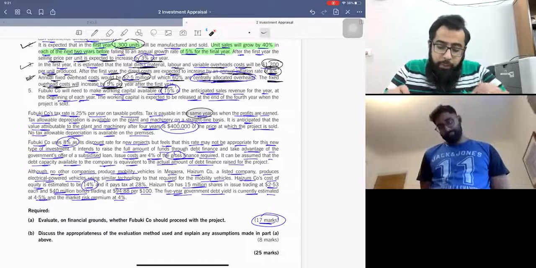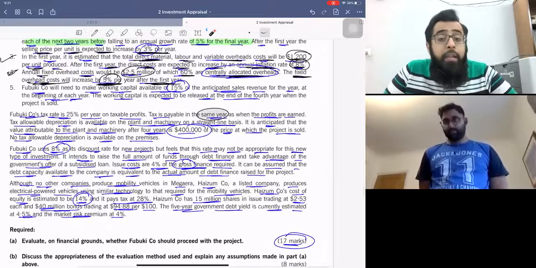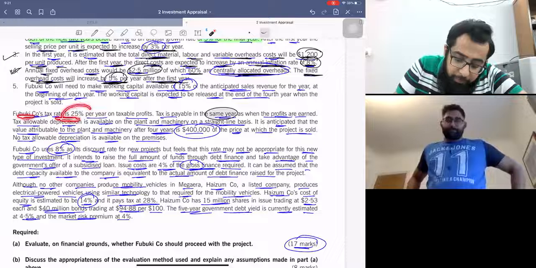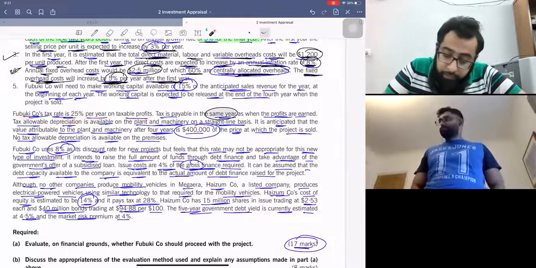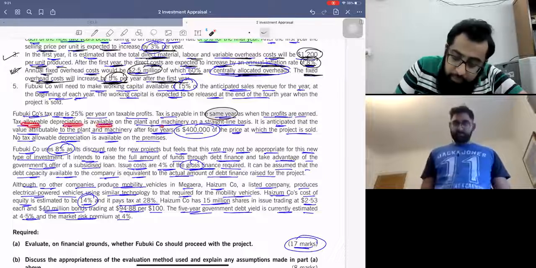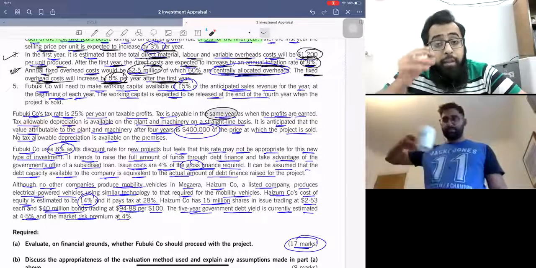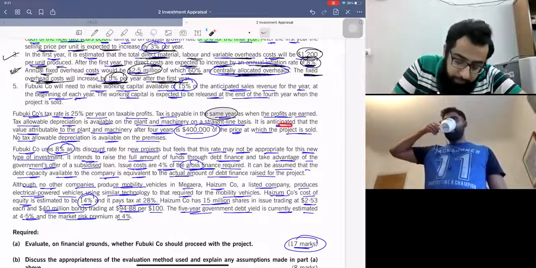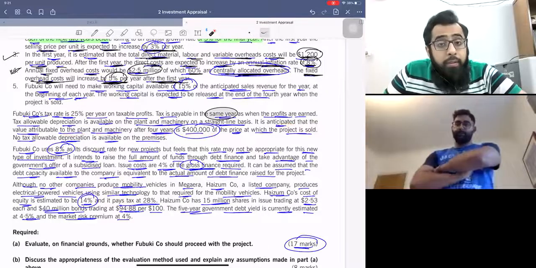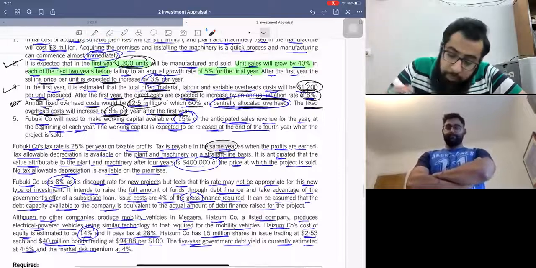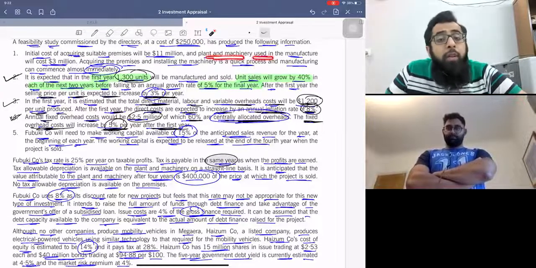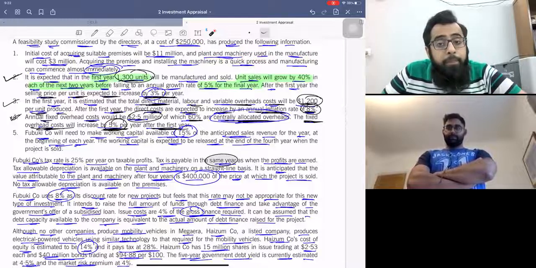So the next thing we need to do is put in the adjustment of the capital allowance and calculate the tax. The company tax rate is 25% per year on taxable profits, payable in the same year the profits are earned. Tax allowable depreciation is available on plant and machinery on straight line. It is anticipated that the value attributable to the plant and machinery after 4 years is $4 lakh. The value of the plant and machinery will be $3 million, on which we will get capital allowance.